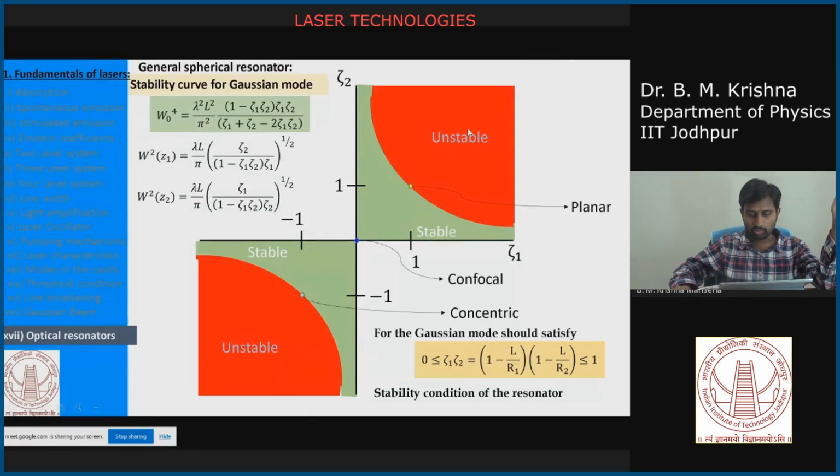This curve you call the stability curve or stability diagram for a stable resonator. We are worrying about the Gaussian mode because in all our applications we are using Gaussian pulses. For example, in current technology in optical communications we are using Gaussian modes, as well as for research and industrial purposes. More than 90% of the usage of lasers is Gaussian modes. So that is the reason we have to study and understand the Gaussian mode or TEM00 mode of the laser beams.